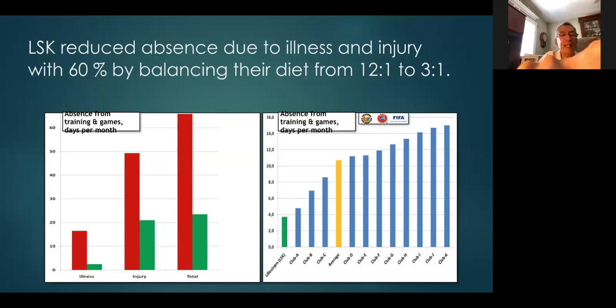there's the red on the left, that is the placebo group. The green is the group after they had been given an anti-inflammatory regime, and you can see that the days off from illness and the days off from injury were both significantly reduced. And if we look at the absence from training and from games in terms of days per month, this particular group, which is a first division football team in Norway, their absences were vastly reduced.